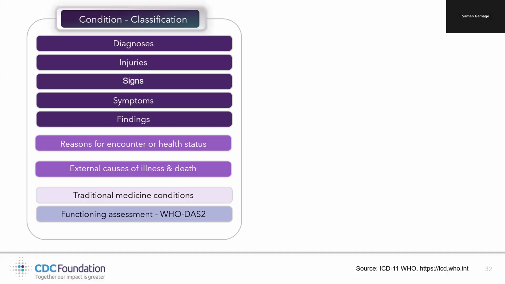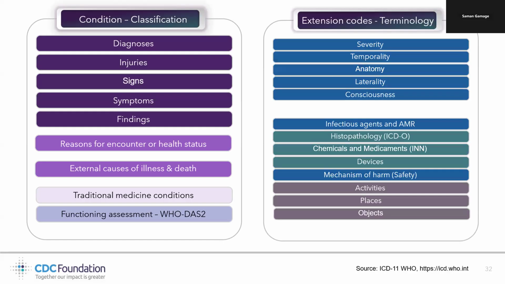So ICD can be used for diagnosis, injuries, signs, symptoms, findings, reasons for encounter or health status, and external causes. It can also be used for traditional medicine conditions and the newly added functioning assessment called the WHO Disability Assessment Schedule. And through extension codes, we can go into more detail for severity, temporality, anatomy, laterality, consciousness, infectious agents, and so on.